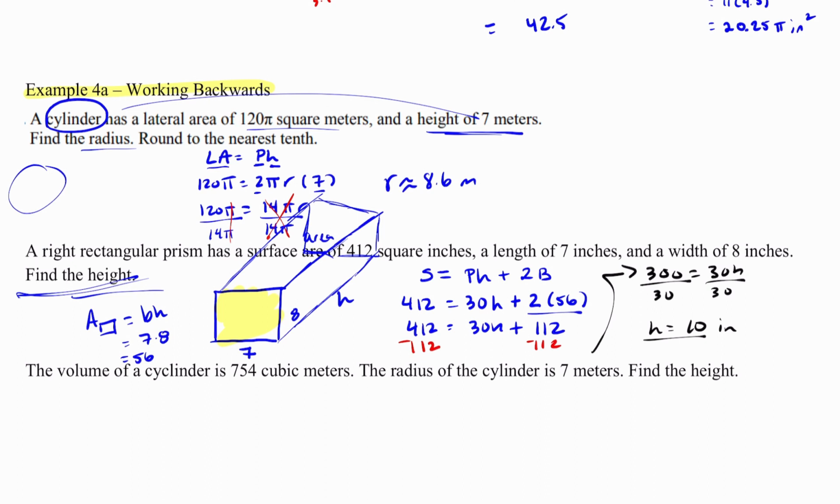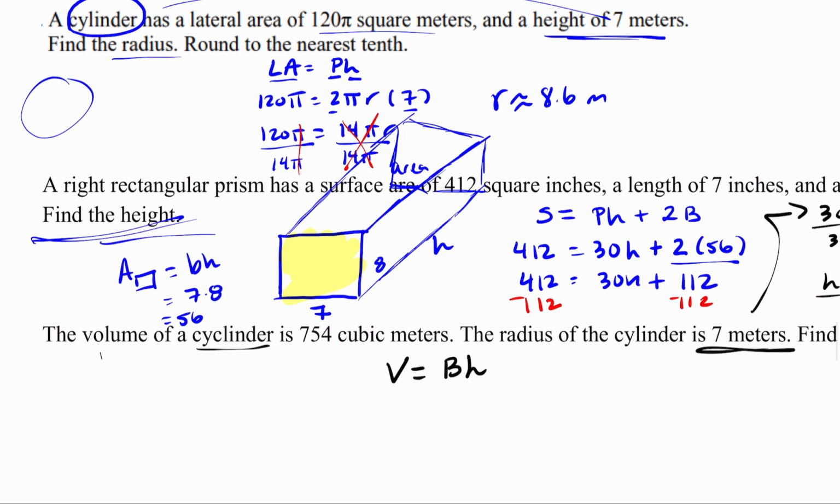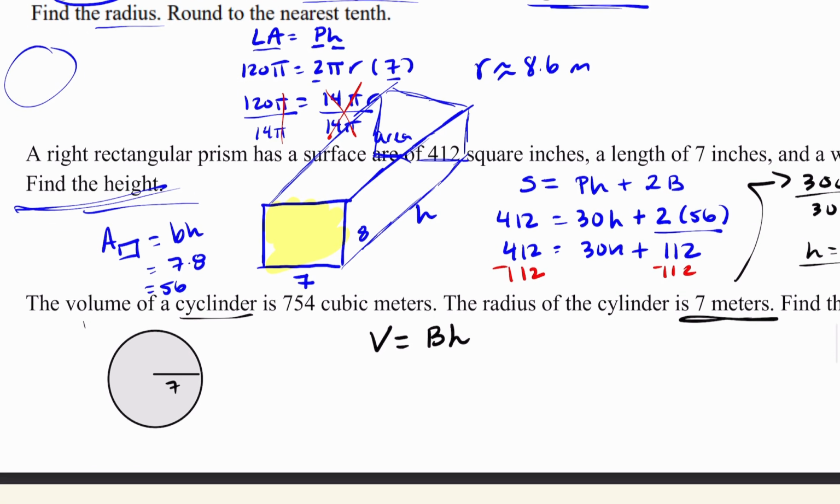Now I'm going to look at the last problem here. The volume of a cylinder is 754 cubic meters. The radius of the cylinder is 7 meters. Find the height. So V equals big B times H. So we're dealing with a cylinder. Man, what's up with the typos? So the shape of the base of the cylinder is a circle, and it has a radius of 7.